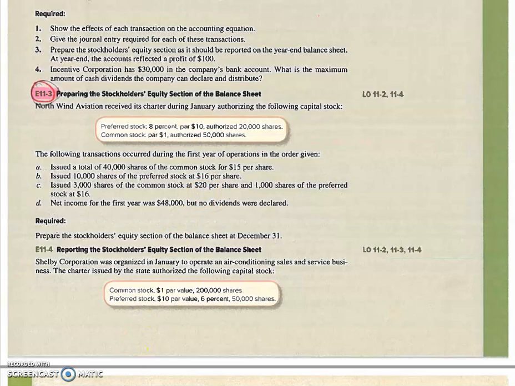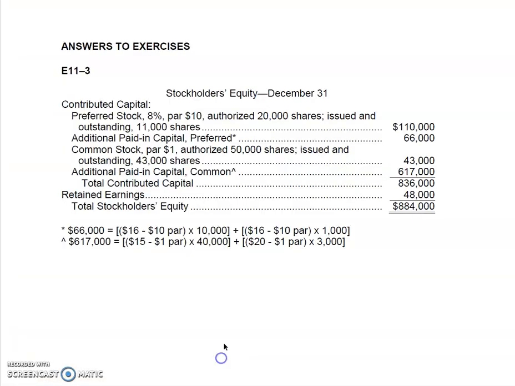We add those two together to get the total additional paid-in capital on common stock, and that's calculated down here. There's the $15 per share selling price minus the $1 par times 40,000 shares, plus the $20 selling price per share minus $1 par times the 3,000 shares sold at 20. That gives us $617,000 in additional paid-in capital on common stock.